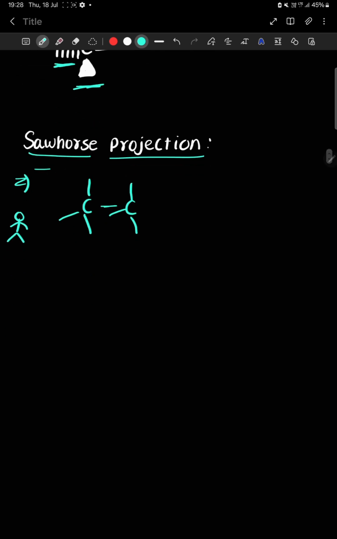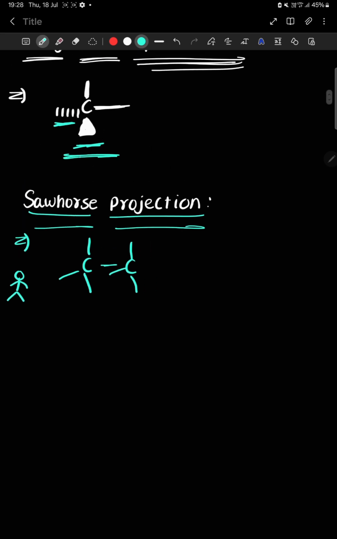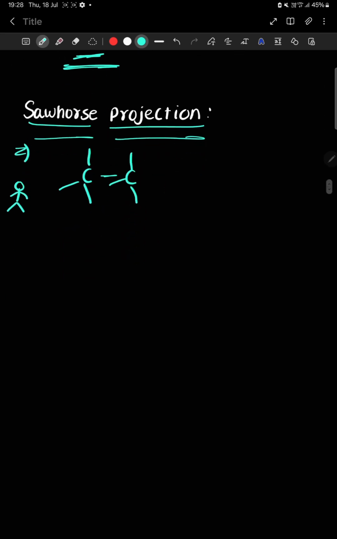The second kind of projection is the sawhorse projection. This we basically represented for a single carbon atom, but when we look at two different carbon atoms, as you see, this is the bond that's in plane, out of plane, inside plane. Not that you couldn't use wedge dash here, but this is an observer.